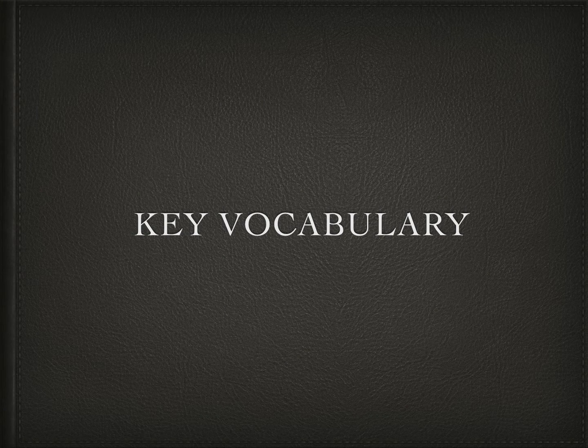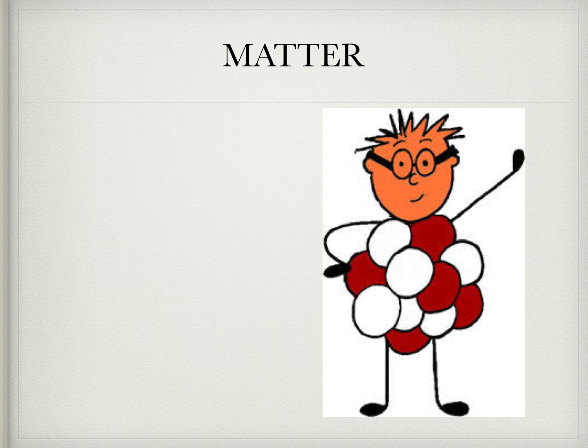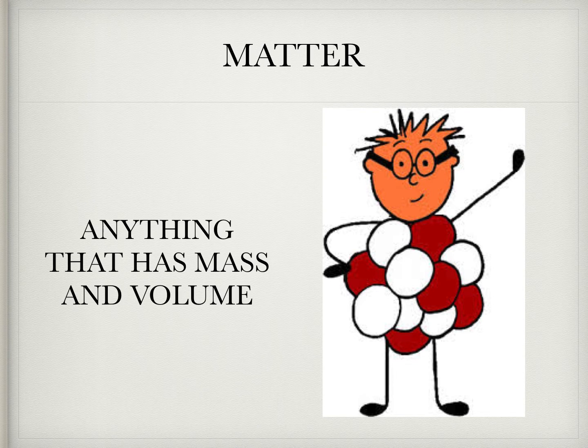The first one is going to be matter. Obviously, if the unit's matter, we're going to start with the word matter. The most basic definition that holds true would be anything that has mass and volume. So when you can answer yes to both, that it has mass and it takes up space, then that is matter. If you can't answer yes to both of those, it's not classified as matter.